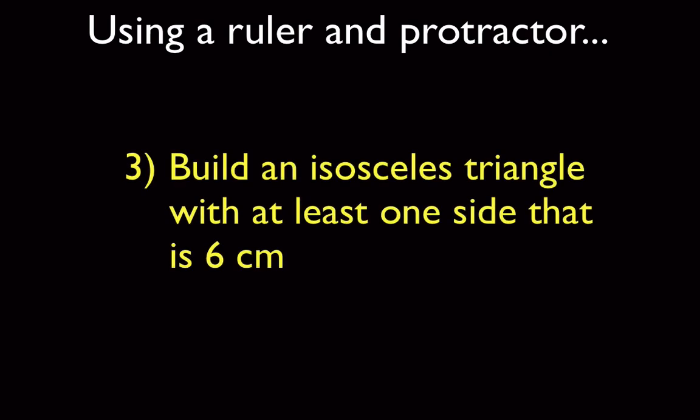The third one, I want you to build an isosceles triangle with at least one side that is 6 centimeters. If you don't remember what isosceles means, it means 2 of the sides are equal. So you could have 6 and 6, or 6 could be the third one, and you could have 2 different numbers for your isosceles part.